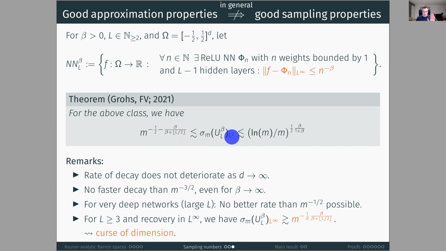And this is all just for L2 recovery. So if you actually want recovery in the uniform norm, then you get this lower bound, meaning that you're then really fully subject to the curse of dimension. So you will never get a better rate than m to the minus 1 over d, even if beta is really, really large. Okay, if you didn't get the details of this, the main point of this slide that I wanted to make is just that knowing that you can approximate your functions in your function class very well by polynomials or by neural networks or whatever, does in general not imply that you can recover your functions well from samples.